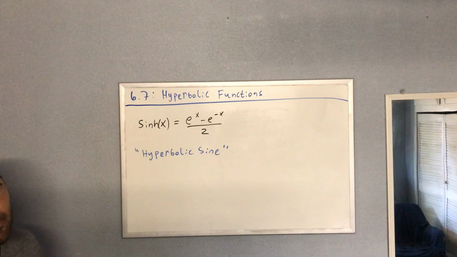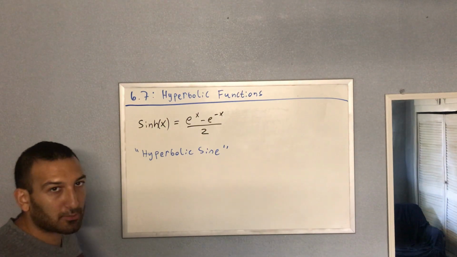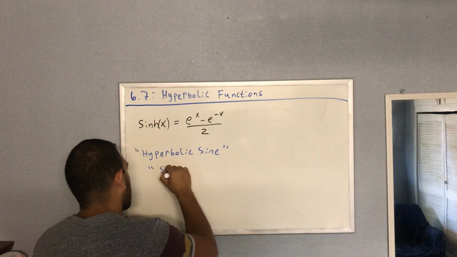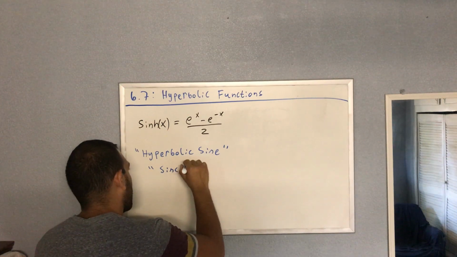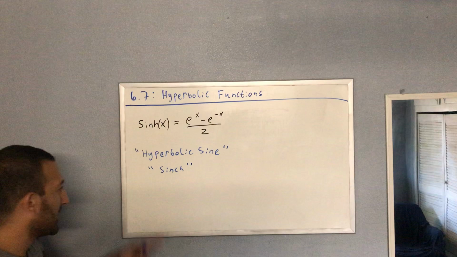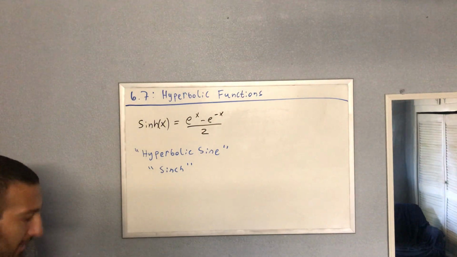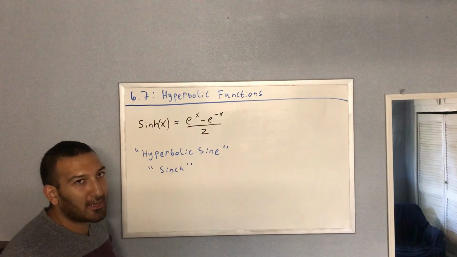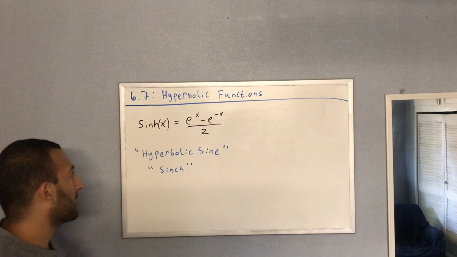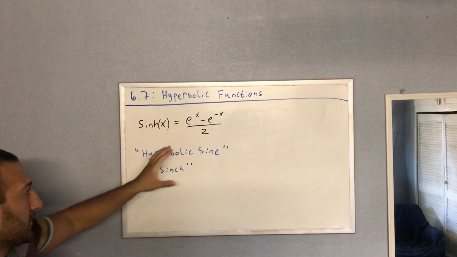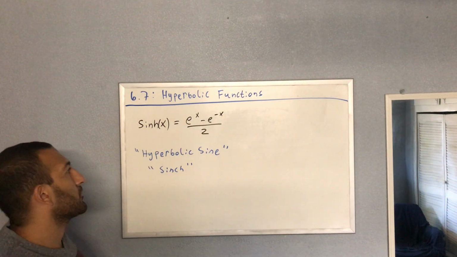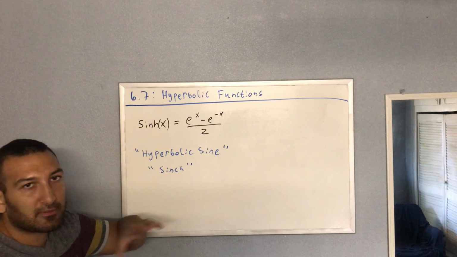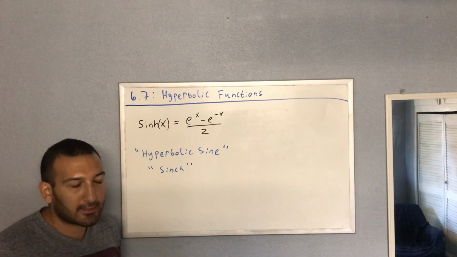Some people also call this, just for short, cinch. Maybe I'll try and spell it like that, S-I-N-C-H. But I prefer hyperbolic sine, but it's up to you. Hyperbolic sine is a mouthful, so cinch is very quick. And so they're defined more or less in this rough manner: you have some combination of e to the x and e to the minus x.